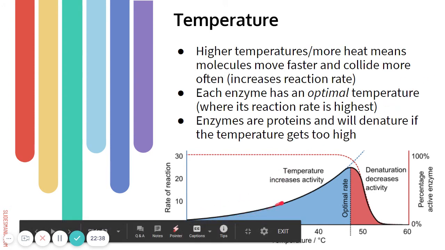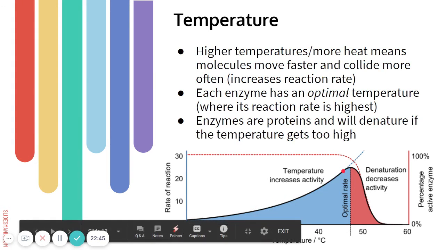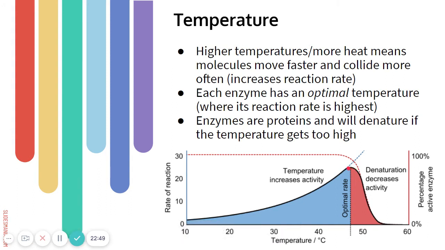So here you can see that happening on this graph. As you get hotter and hotter, the rate of the reaction is going up and up. But you can also see that it levels off right here. That's because at a certain point, it actually gets to be too hot, and what can happen is that you'll denature the enzyme.